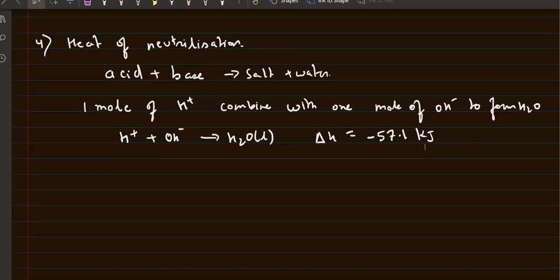So does that mean that heat of neutralization of any reaction, or of any acid or base, will always be minus 57.1? Will it always be minus 57.1? Per mole, I'm saying, okay? This is per mole.